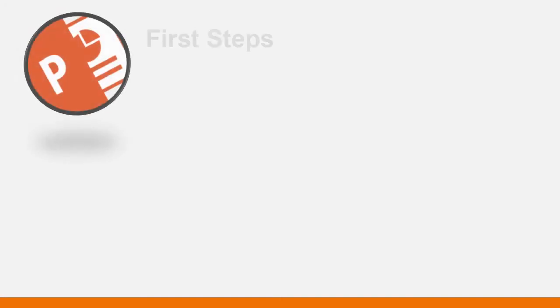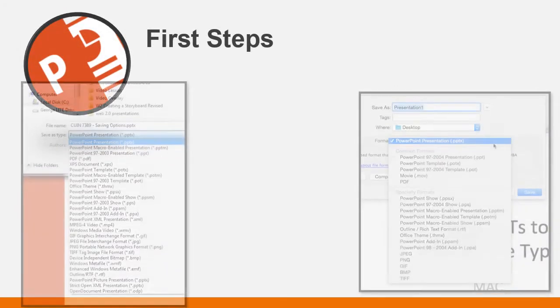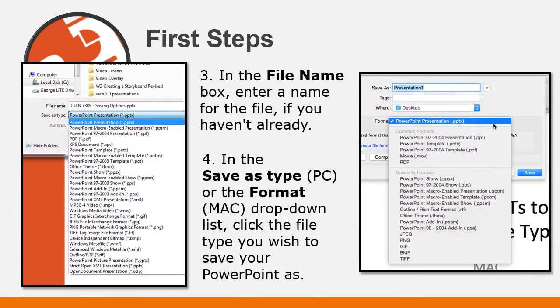A Save As pop-up menu will appear. In the File Name box, enter a name for the file if you have not done that already. Then, in the Save As type or the Format drop-down list, click the file type you wish to save your PowerPoint file in. As you can see, there are many different format options for you to save as. In the following slides, we will discuss some of the more useful ones.